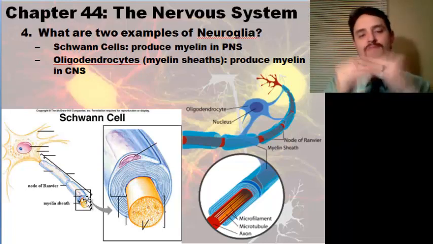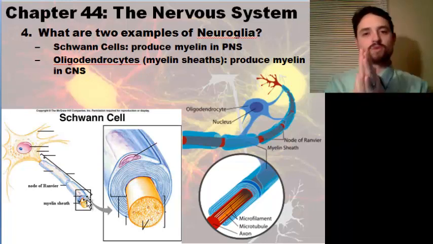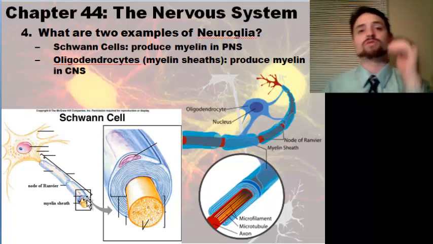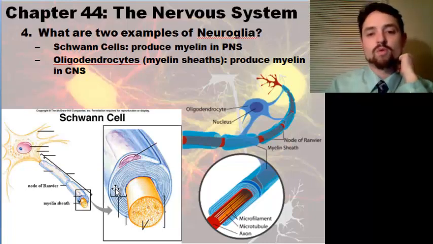It won't have to depolarize the entire thing. It can depolarize one region there at the node of Ranvier, and then send that electrical impulse from one end of that Schwann cell to the other because of that myelin sheath.